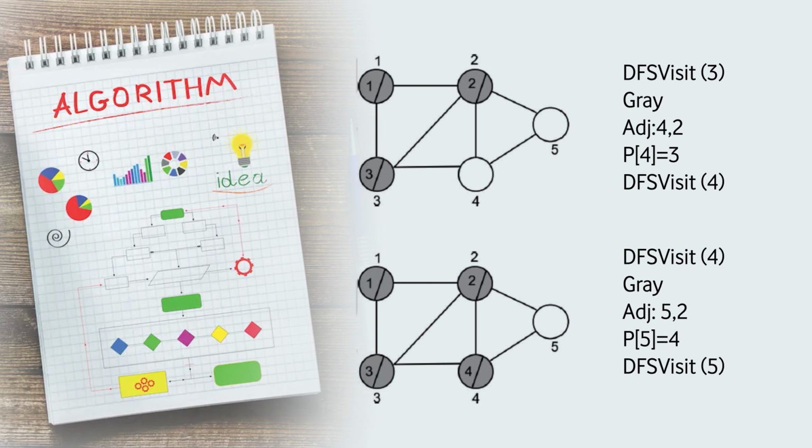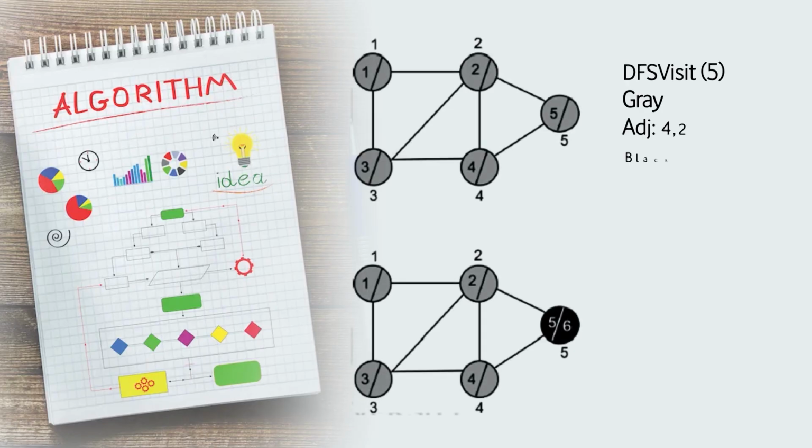Now when you visit DFS visit 4, the first step again is that you mark it as gray. After it is marked as gray, you have to write the adjacent vertices. The adjacent vertex to 4 which is not yet visited is 5. So ignore the 2 that is written here, since 2 is already visited. Just write the adjacent vertices in this graph. Now the parent of 5 is 4, so again the calling function is 4 for the node 5. Now the last part is that you have to visit 5.